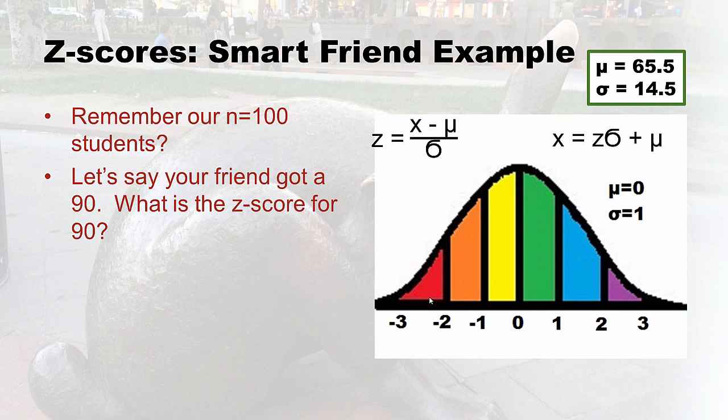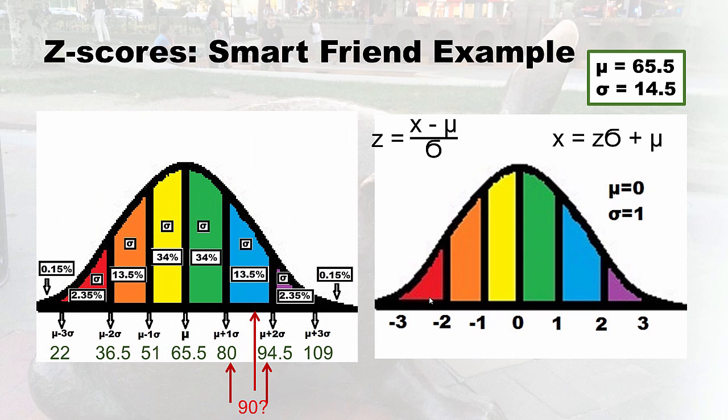So I'm going to give you an example of calculating a z-score on that particular distribution. So let's say you have a smart friend, and that smart friend got a 90 in the face of all this. Well, let's calculate the z-score for 90 on this particular distribution, okay? So here's what we're going to do. First, we're going to remind ourselves, you don't have to do this in real life when you're doing it, but I'm just doing this for demonstration purposes, what our empirical rule stuff looks like. Remember, mu plus 1 standard deviation was 80, and mu plus 2 standard deviations was 94.5.